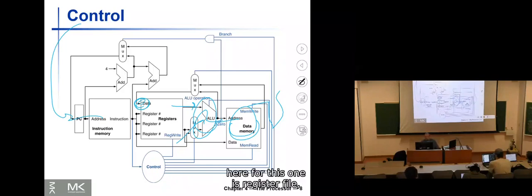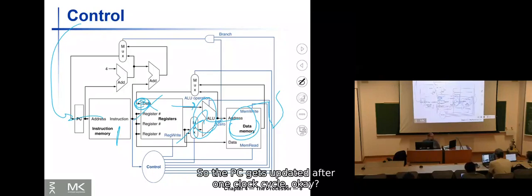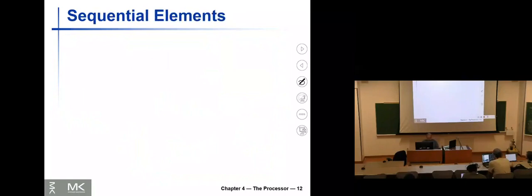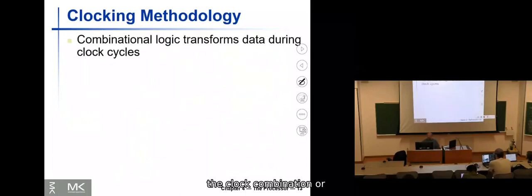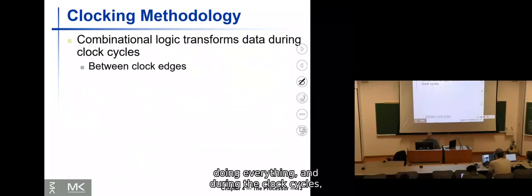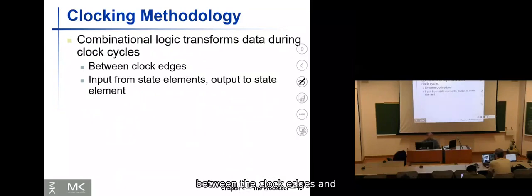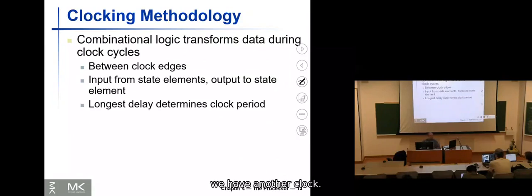When the clock... no, not this one, this is a register file. There is no clock here other than this. So the PC gets updated after 1 clock cycle, okay? Okay, this is the clock. Combinational logic prepares everything during the time between the clock edges, and then when everything is ready, we have another clock.